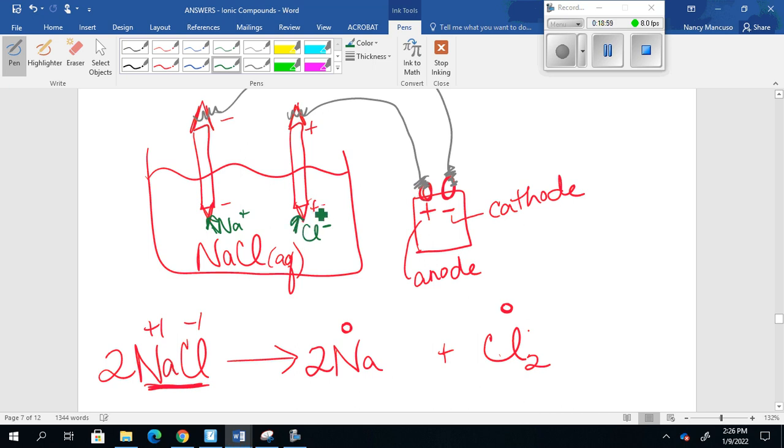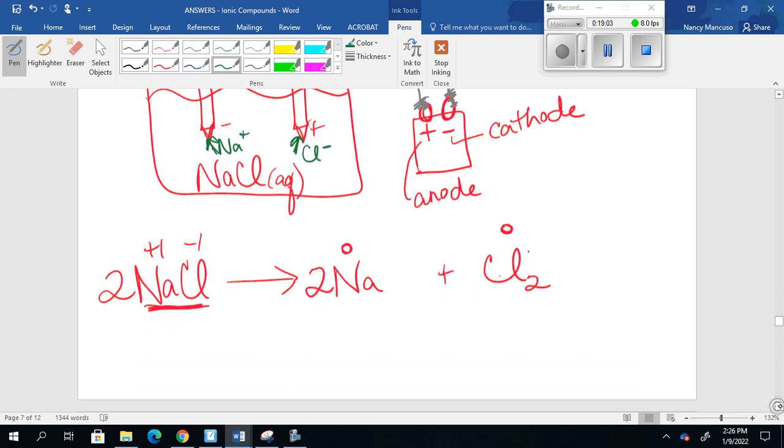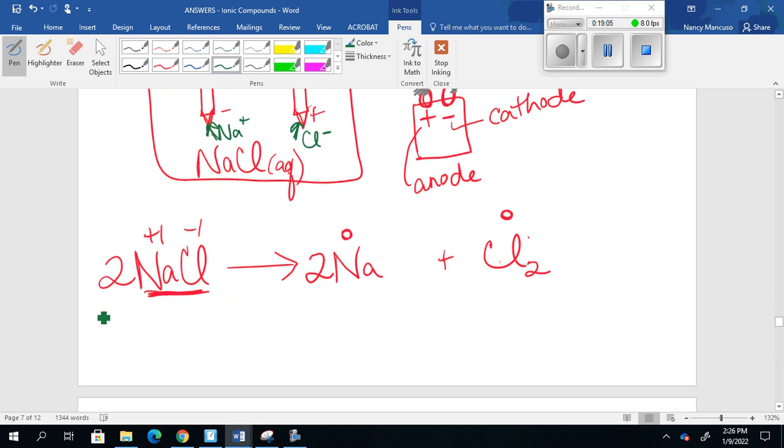All right, and then I'm going to write what are called half reactions. Okay, so we've never done this before. We have 2 kinds of reactions. We have oxidation reactions. That's the one that loses electrons. Oxidation always happens at the anode.